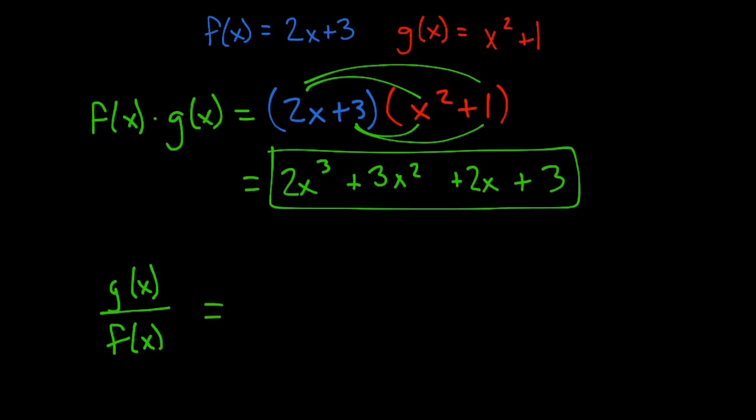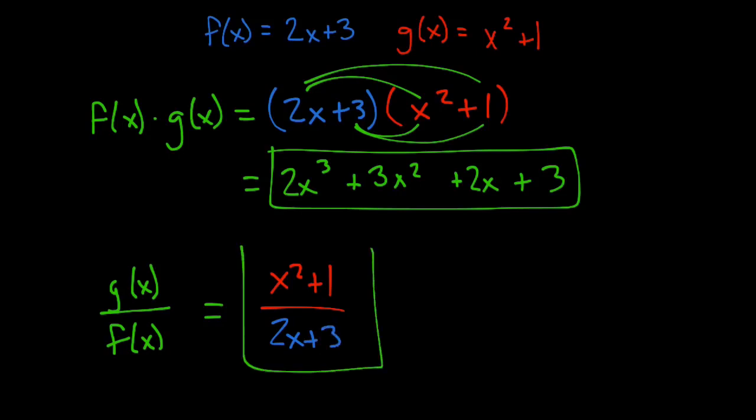And our last example with division, here we have g of x divided by f of x. So we have g of x, so x squared plus 1, divided by f of x, so divided by 2x plus 3. And that actually is all we can do with that one. There's nothing that we can pull out on the top and on the bottom that would cancel out. So we're stuck right there, and that's as far as we can go with that example.